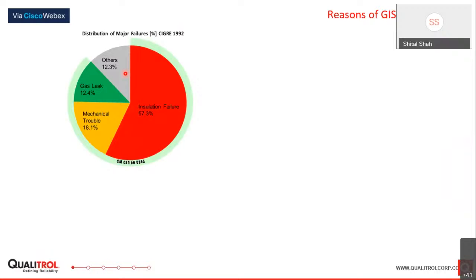Okay. And then they also came up with some data on where condition monitoring can be used in GIS. So for insulation failures, they said yes, we can have a condition monitoring solution. For mechanical trouble also we can have, and for gas leak detection also we can have condition monitoring solutions. And from there, the condition monitoring solutions market started picking up for GIS. So this was a recommendation, or this was the findings of Cigre in 1992.